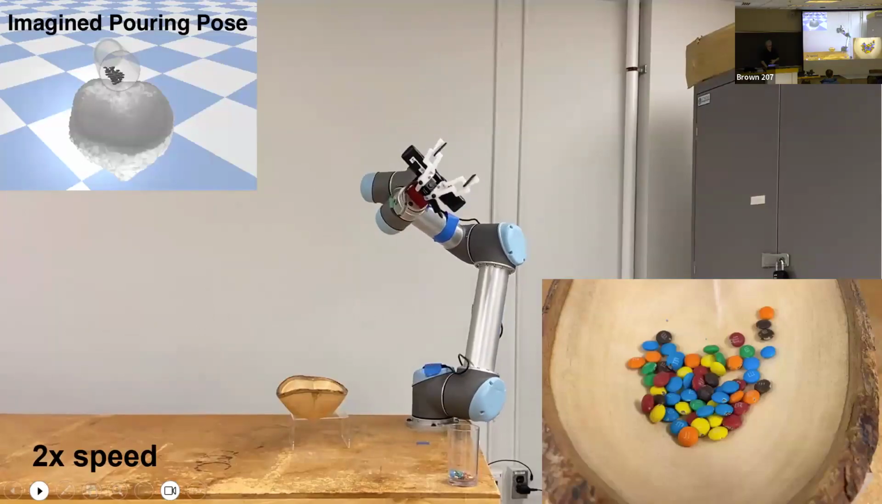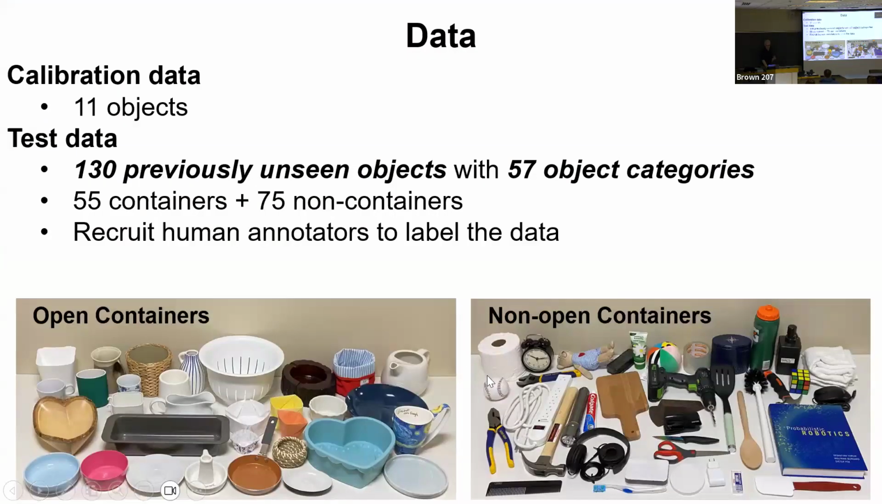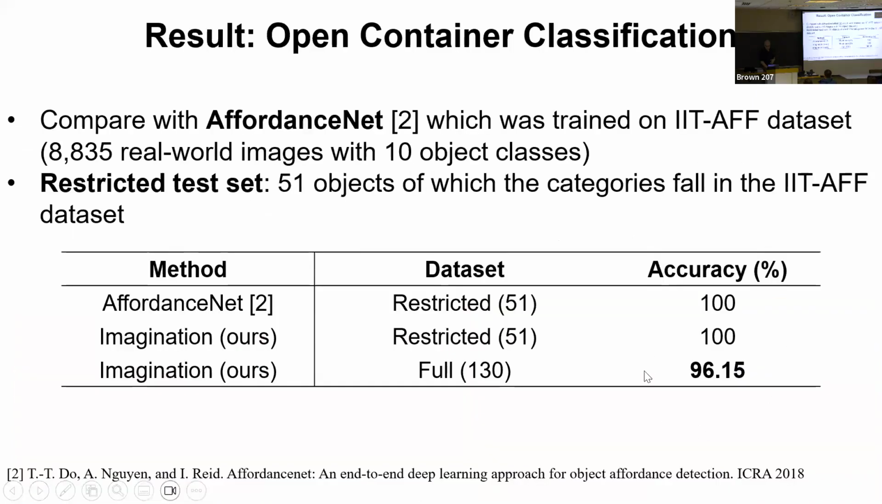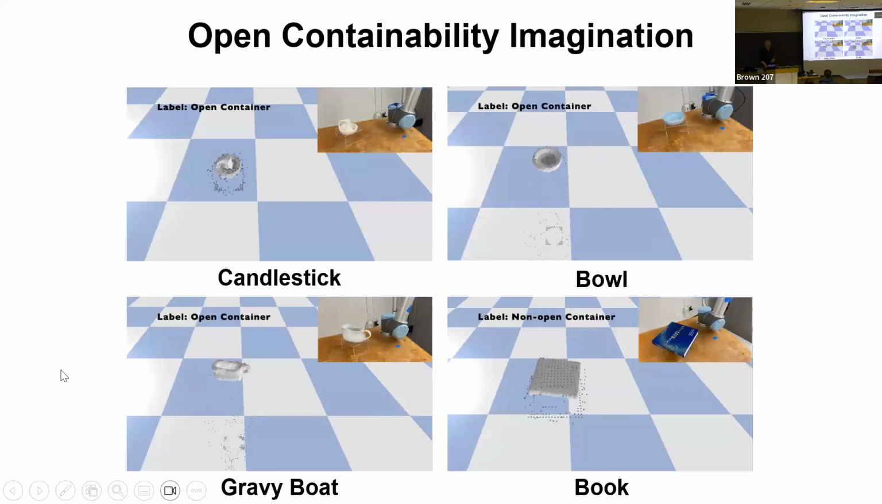Yeah, so we saw this already. And then we did a study of all different kinds of open containers and non-containers. And it classified very well, with about 96% accuracy, even for previously unseen objects. Of course, if we use a prior like AffordanceNet or ImageNet, we can get even better. But actually, we were competing to show that ours did well without any prior knowledge. And then here are some other examples of the simulations.